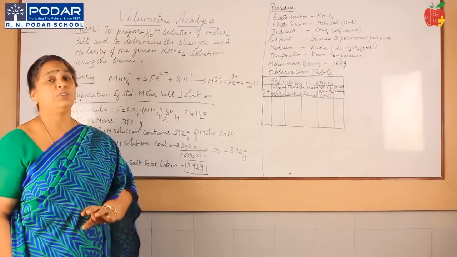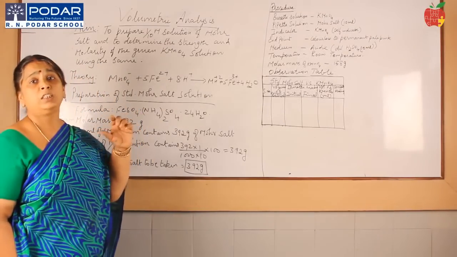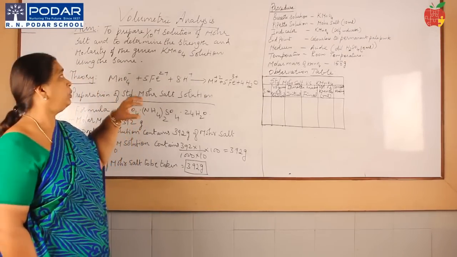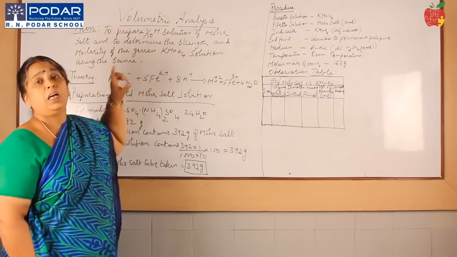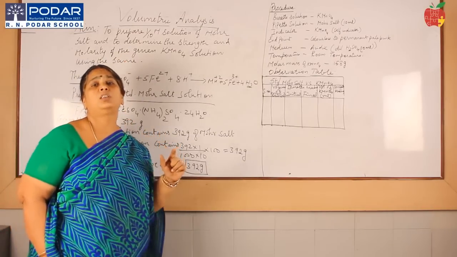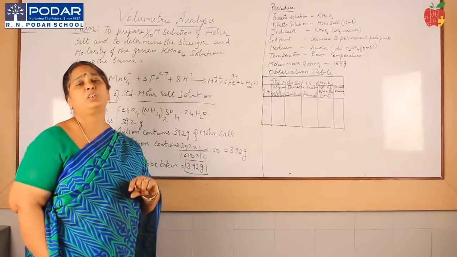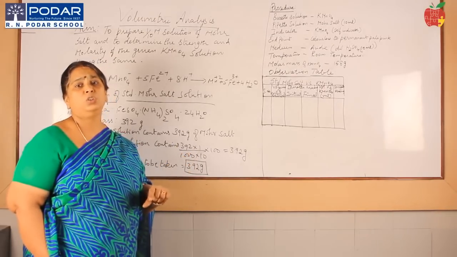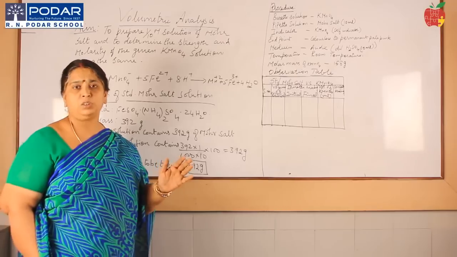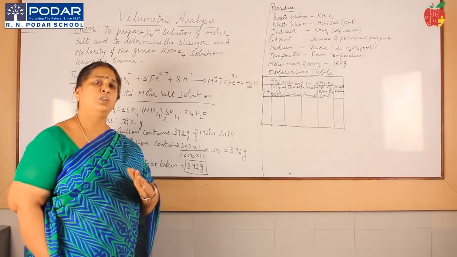Volumetric analysis. As we have told you, volumetric analysis carries 10 marks. This is your first experiment. You will be asked to prepare 1/10 molar Mohr's salt solution and determine the strength of the KMnO4 solution using that solution. So your Mohr's salt solution will be the standard solution and your KMnO4 is the unknown solution.